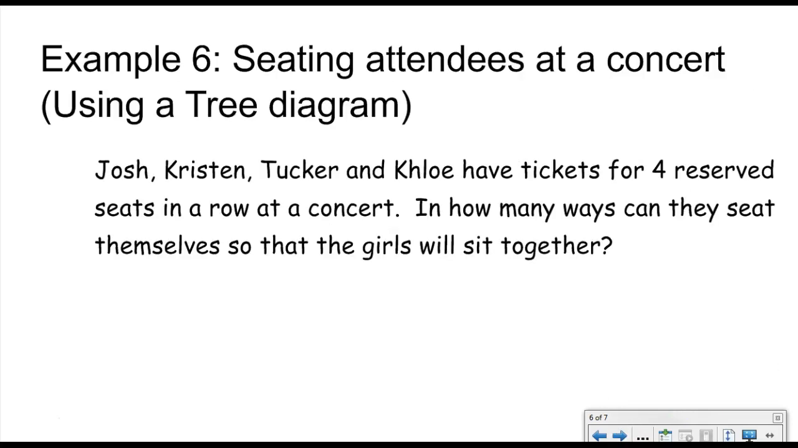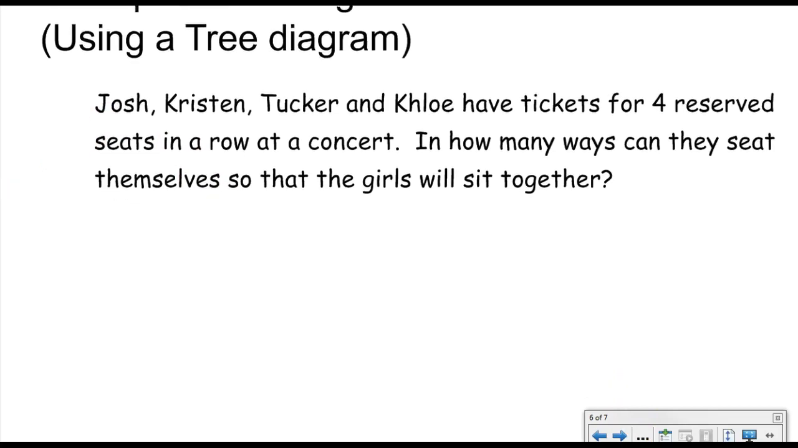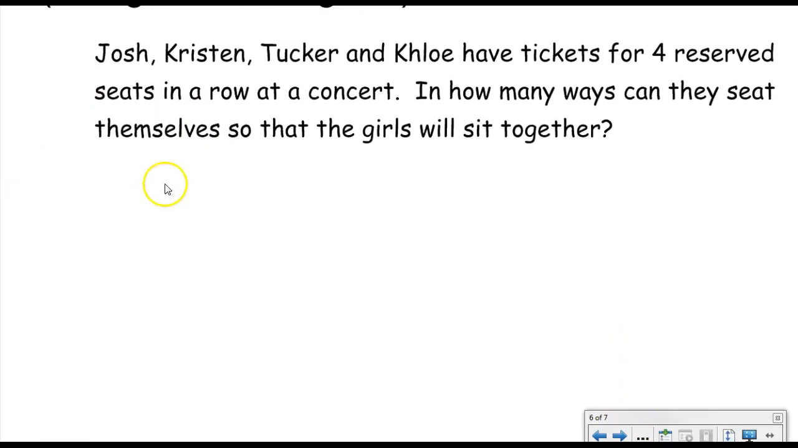So what about attendees at a concert? Again, we're using a tree diagram. This one's going to get a little big. Josh, Kristen, Tucker, and Chloe have tickets for 4 reserved seats in a row at a concert. And how many ways can they seat themselves so that the girls will sit together?